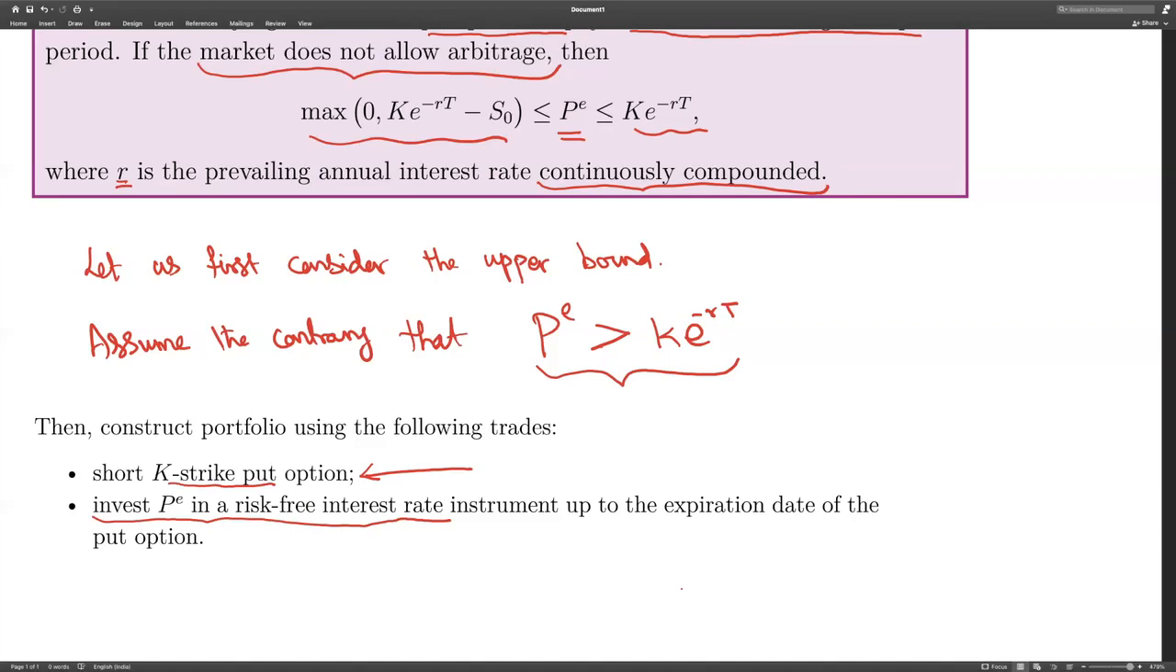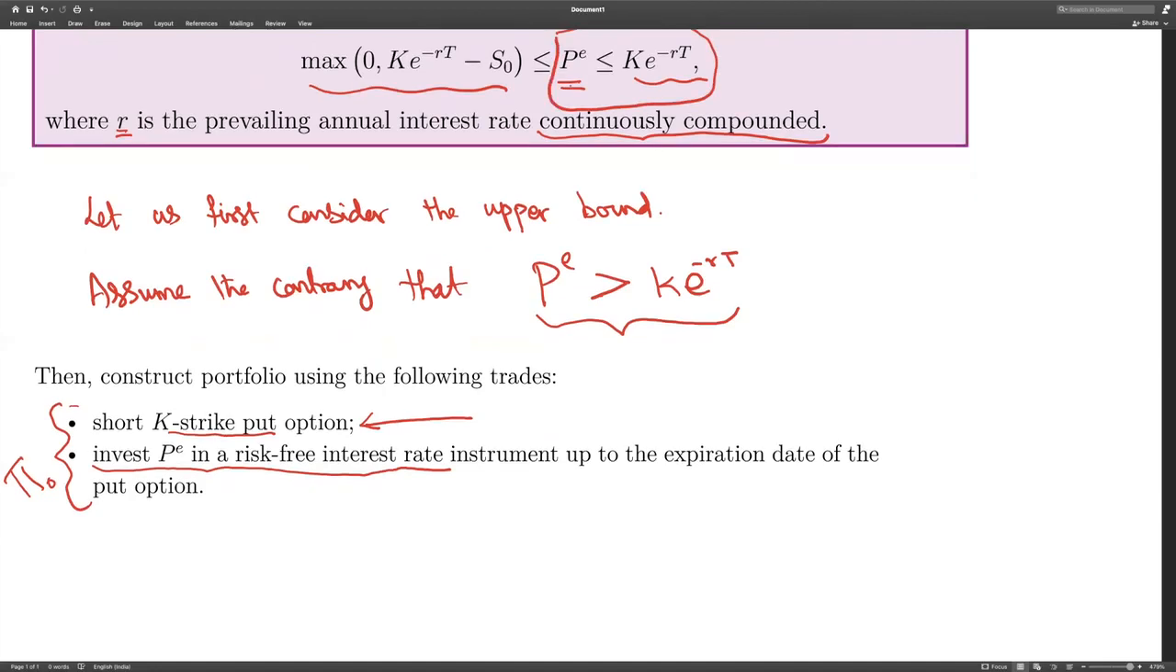If you show all this, it means you have constructed the portfolio as an arbitrage portfolio. That is, the portfolio created by these trades, which we generally denote by pi naught, is an arbitrage portfolio. I leave it to you to do all these steps and that will complete the proof for the upper bound. And then let us take the lower bound.